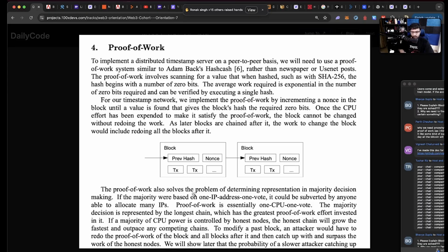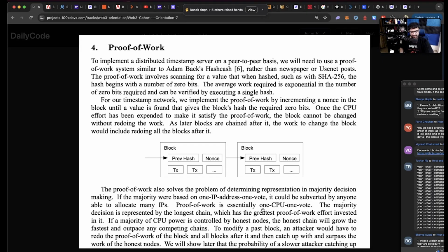The proof of work also solves the problem of determining representation in the majority decision making. The reason you're not able to hack is because every block proposal requires work. If the majority was based on one IP address, one vote, it could be subverted by anyone who's able to allocate many IPs. It is not that you can get a lot of machines, thousands of small machines, and you can compete. You will need thousands of very big machines to compete.